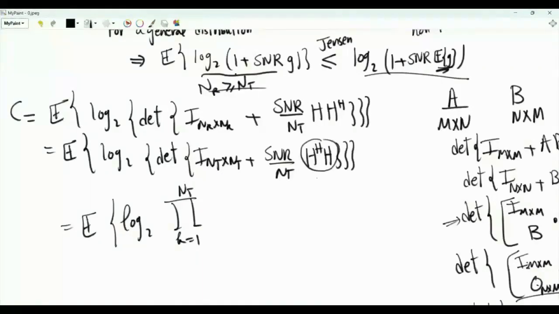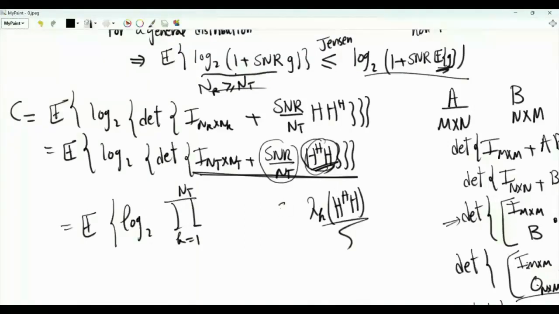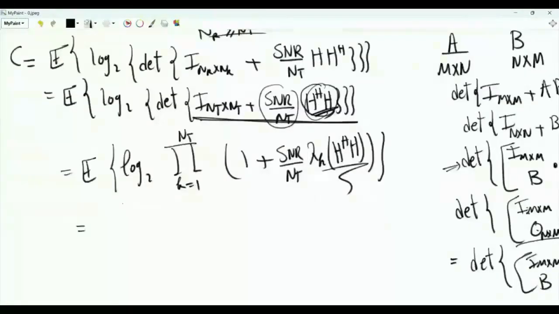Let's focus on the eigenvalues of H Hermitian H. Suppose that the kth eigenvalue of H Hermitian H is lambda k. Let's put here between brackets H Hermitian H to indicate that those eigenvalues are those of this specific matrix. Now, if we multiply the matrix by a scalar and then we add identity, then the eigenvalues of this matrix here are the lambdas times SNR divided by nt, and then we add 1. The logarithm of the product is the sum of logarithms.